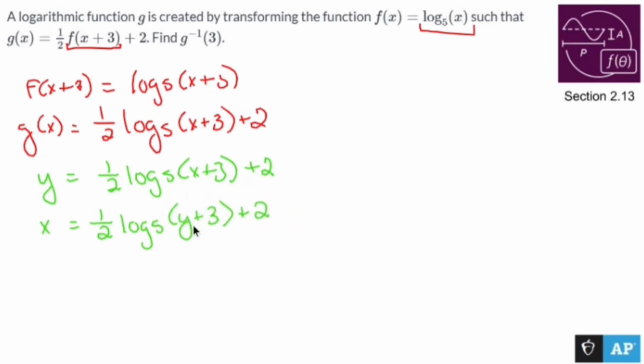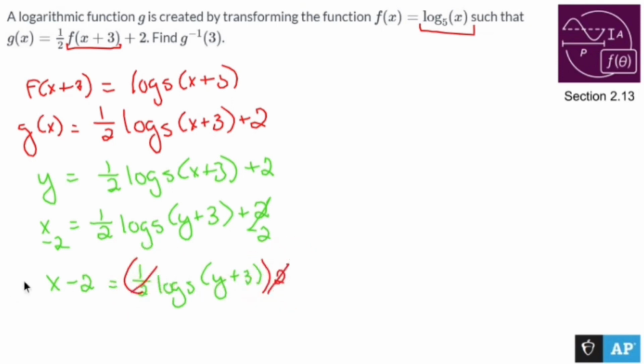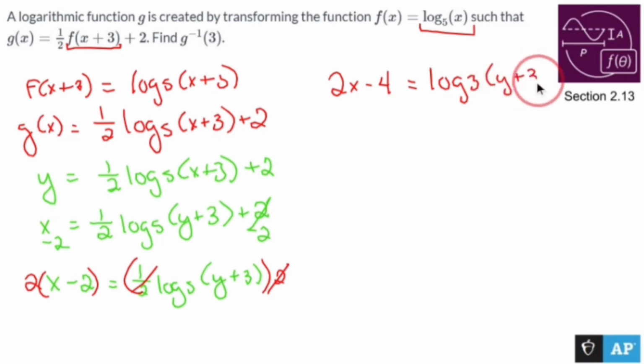And now I have to solve for my new y. First thing I'm going to do is I'm going to subtract 2 from both sides. So I have x minus 2 equals 1/2 log base 5 of y plus 3. You're now gone. I have to get rid of that half, so why don't I multiply both sides by 2. That crosses these guys out, and I distribute on the left. So I have, let me write it up here because I'm running out of space, 2x minus 4 equals log base 5 of y plus 3.